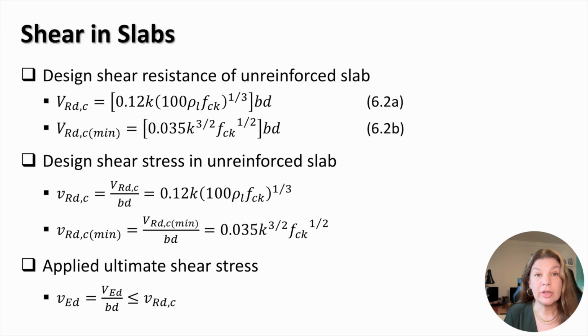In contrast to the vertical shear design of beams, the design of flat reinforced concrete slabs for punching shear failure is based on shear stresses rather than shear forces. The applied design shear force VED and the design shear resistance of the slab without shear reinforcement VRDC are converted to the design shear stress by redistributing those forces over a certain shear failure surface.